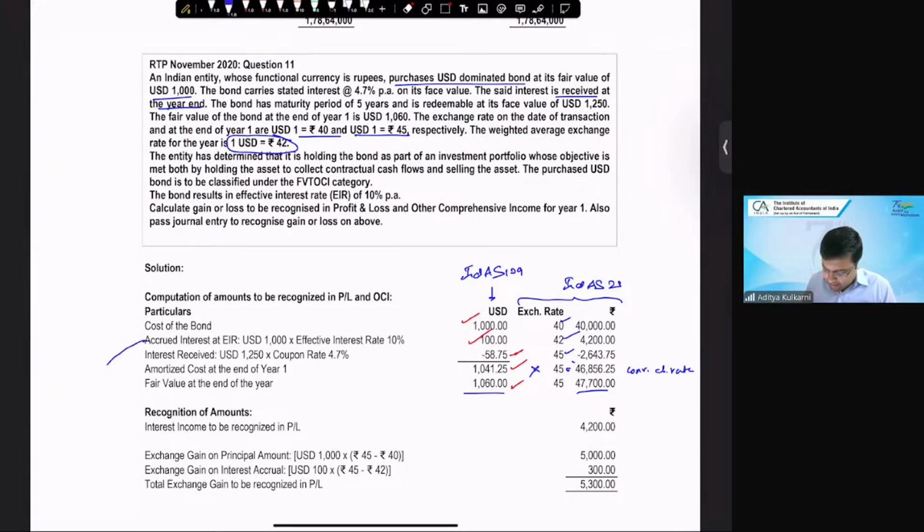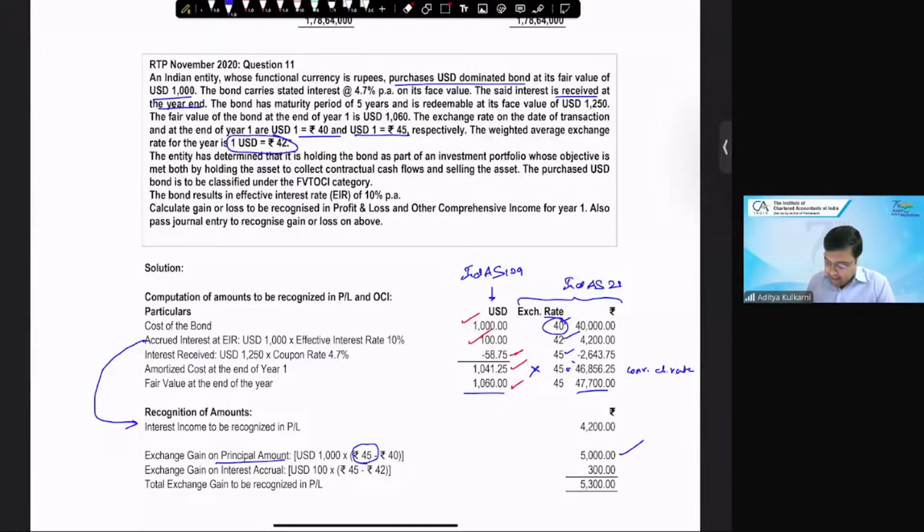So now, the 4,200 effective interest rate goes to the P&L. Do you agree? Yes, sir. Principal amount. It was originally at 40. It is being booked at 45 towards the close. Are you able to understand? Yes, sir. So that is exchange gain on principal amount.